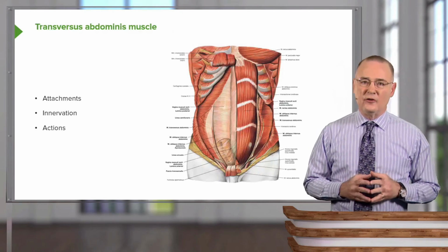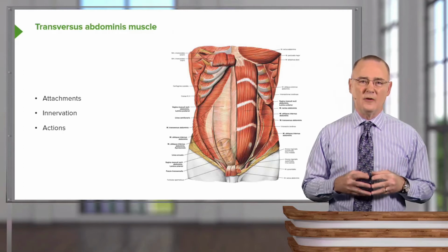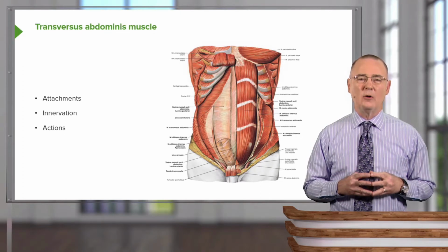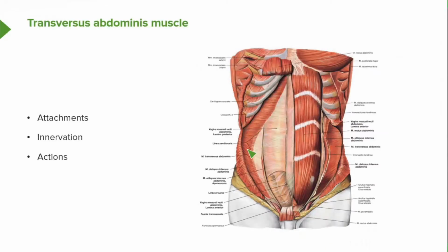The transversus abdominis muscle is the deepest flat muscle of the anterolateral abdominal wall. It is visualized over here on this side of the image. This portion that we see here, the muscle being reflected, belongs to the internal abdominal oblique. We can see the transverse or horizontal orientation of the muscle fibers of the transversus.